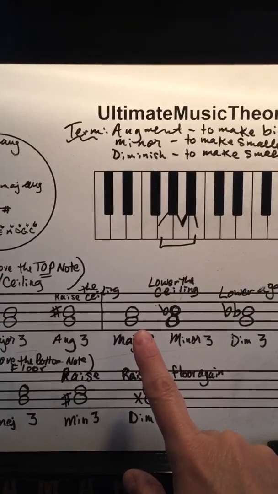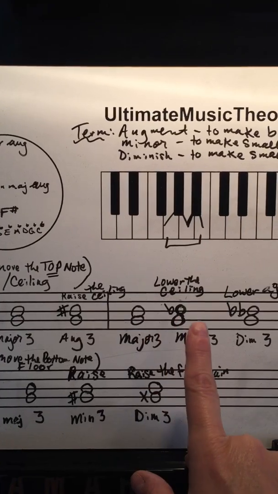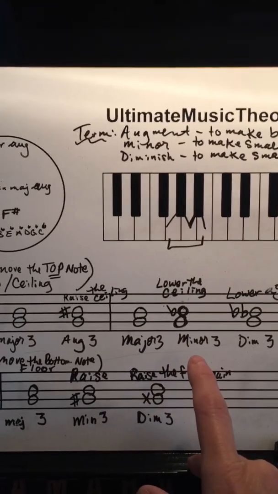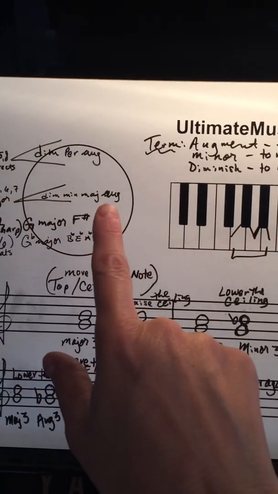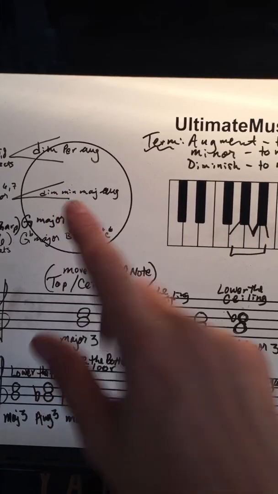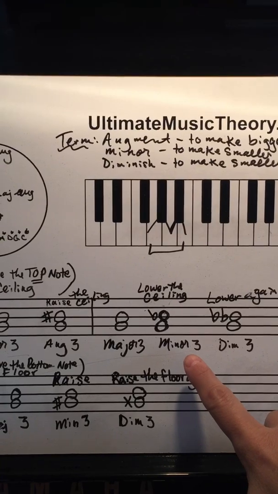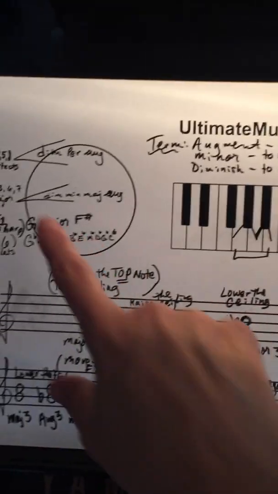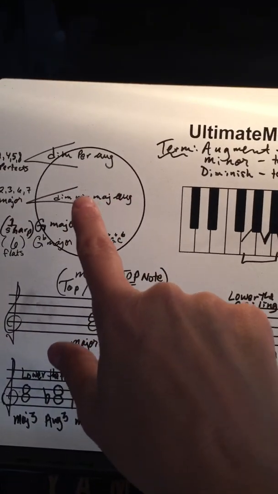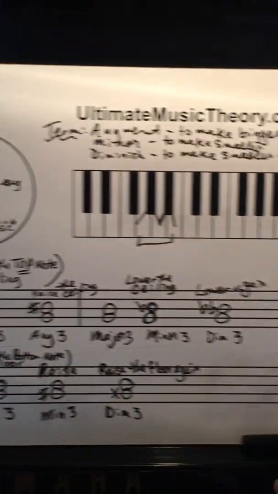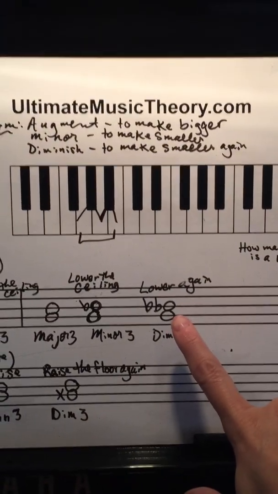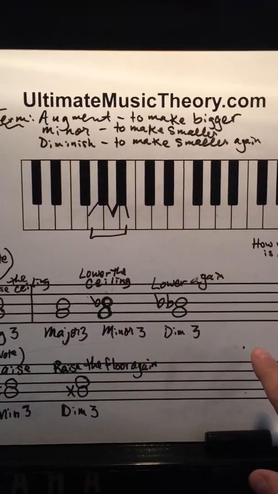Now we're going to take that G and B and lower the ceiling, and turn that major interval down to a minor. We make that ceiling go lower, and that becomes a minor third. And with a major interval, we can then take one extra step and go down to a diminished, and that is when we make a double flat. So we're really lowering the ceiling here.